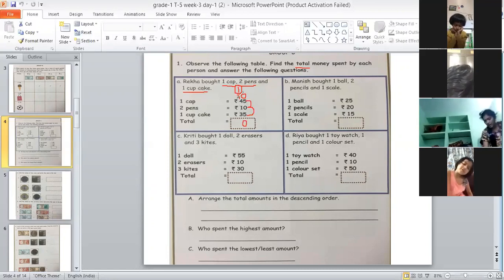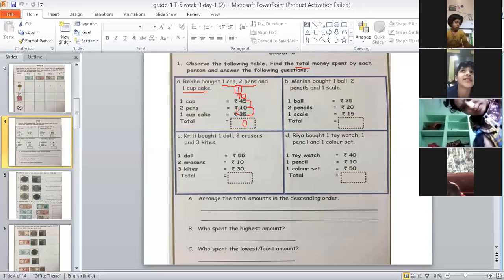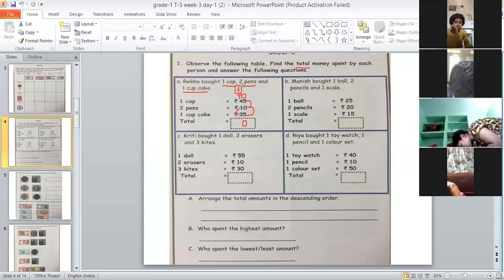Okay, Siddharth, we'll be adding these numbers one by one. So 4 plus 1, how much? 5. Very good. Now we will add this 3 also. 5 plus 3, how much? 8. Very good. And we have this 1 as carryover. So 8 plus 1?